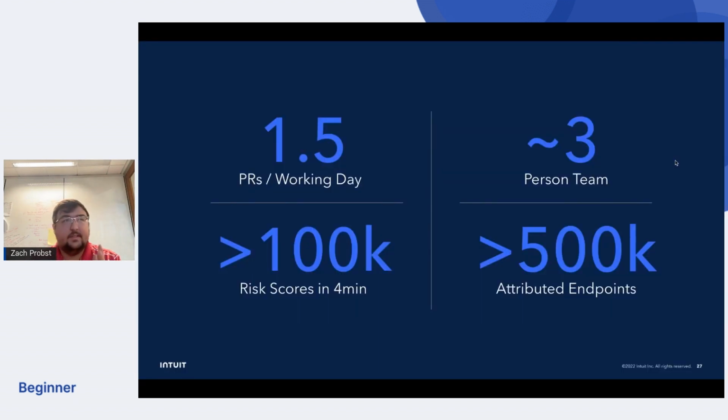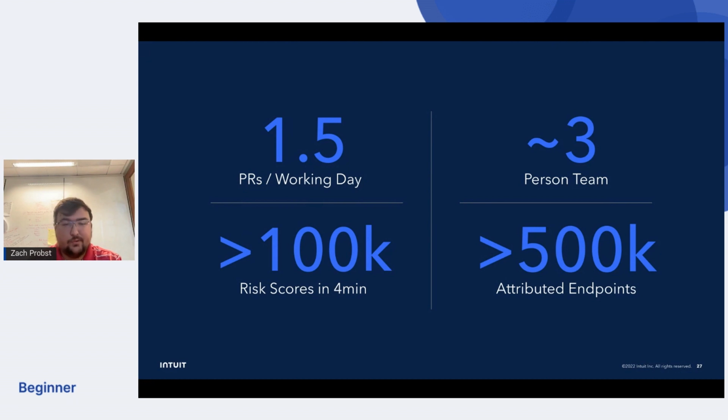But as far as business outcomes, we're able to introduce about 1.5 PRs per working day, which is a lot. And we're about a 3-person team. I say about because there's 2 people that are full-time, and we've had some people contribute on a part-time basis.